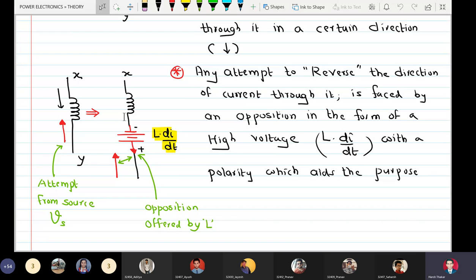So to oppose this attempt, the inductor imposes a very high voltage equal to L di by dt, and it keeps the polarity such that there is positive polarity below and negative polarity above that particular potential. And we know that current always leaves the positive plate of the battery. So here this red colored arrow leaving the positive plate of the L di by dt potential represents the opposition offered by L to the attempt from the source side to push a current in the bottom up direction. This is our starting point.